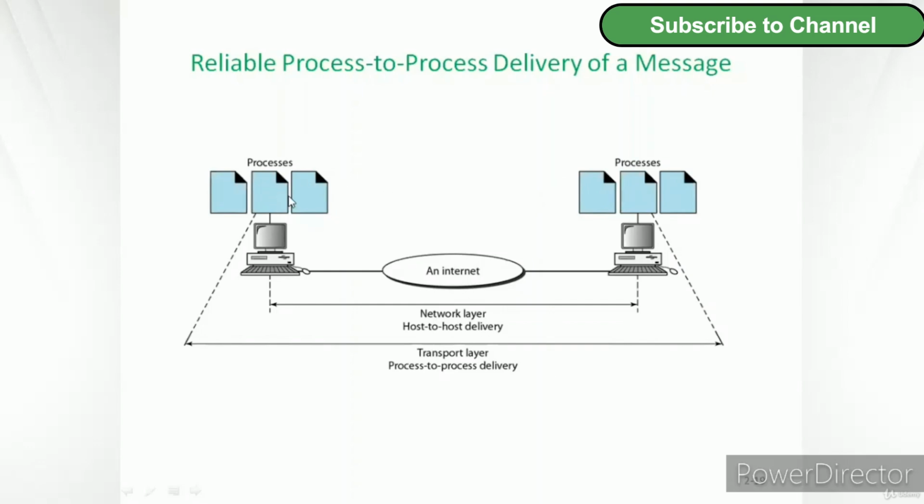But as so many processes are running, if process to process communication is there, only then reliable communication happens. Otherwise, complete communication will not happen. To make the process to process delivery, this transport layer is responsible for that.